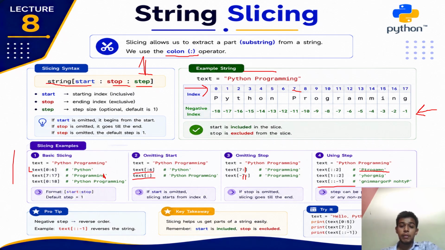Slicing is used in almost every Python project because it helps us to extract exactly the part of the text that we need. In the next slide, we will learn about string operators, where we will see different operations that we can perform on strings, such as joining and repeating them.